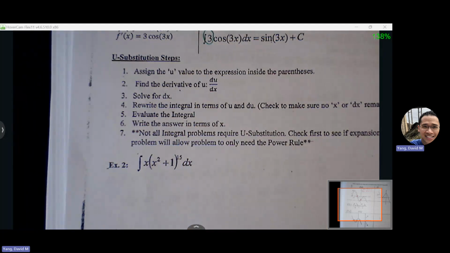So u is going to be a temporary variable for us. It will make our problem a little bit easier to look at, a little bit easier to deal with. It'll keep track of the coefficients in our problem. But then after we do the calculus portion, we bring everything back in terms of the original variable.